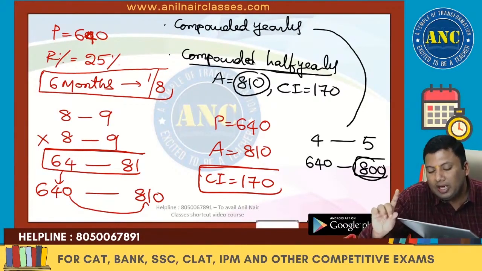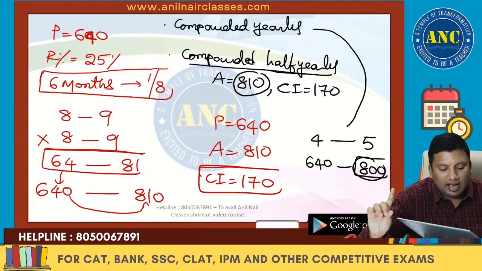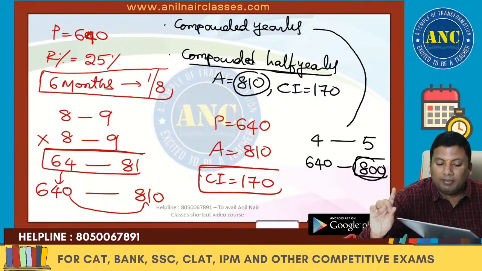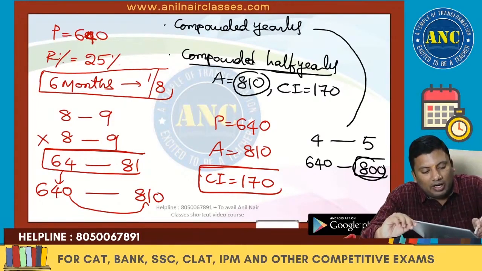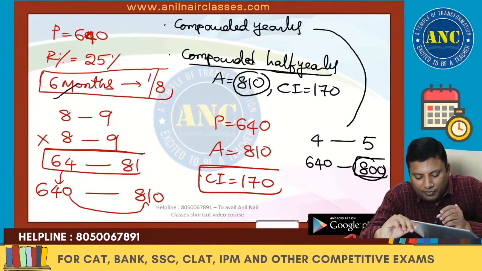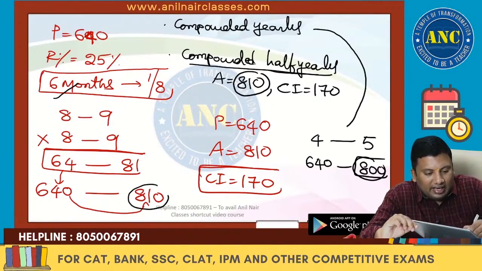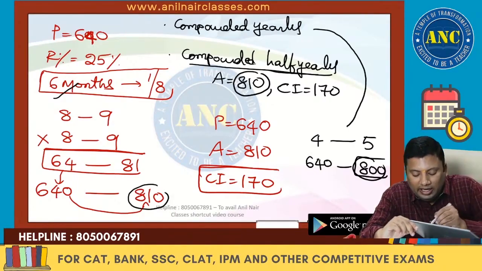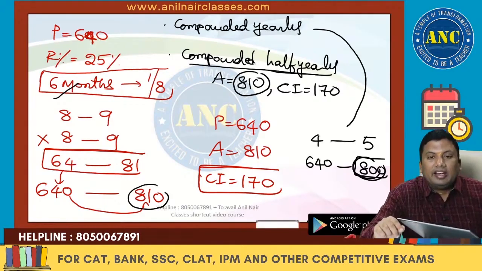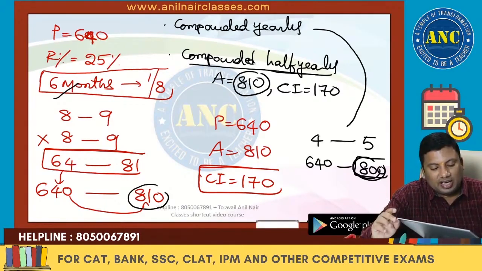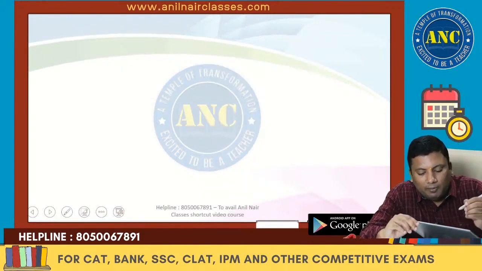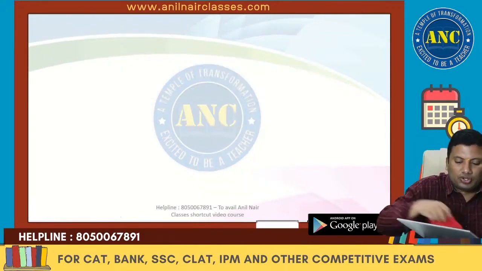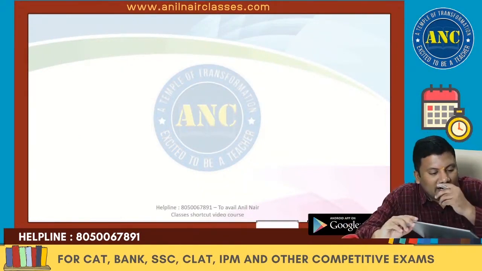I hope the idea is clear. Kindly reply in the live chat. I hope the idea is extremely clear to you. So if it is compounded half yearly, the final amount is 810. If I do it only yearly, the final amount will be 800. So I am getting something extra because I am doing compounding twice. Next question. Please write it down.